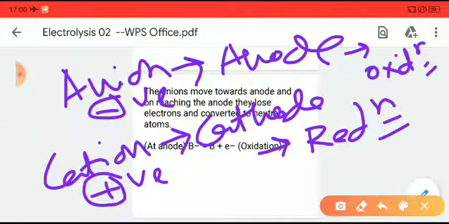So this is the concept of migration of ions to the electrodes. The ions, that is the anions and cations, will move to their respective electrodes, that is the anode and cathode, to get neutralized. By losing an electron, the anion will do an oxidation reaction in the anode, and by accepting an electron, the cation will do the reduction process in the cathode.